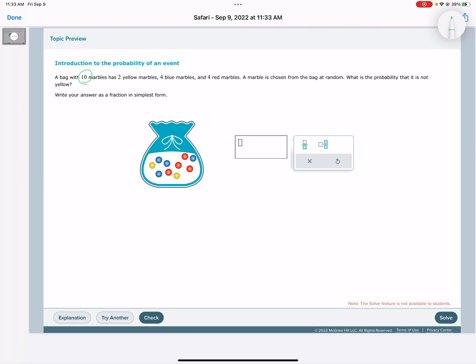See, we have how many total. If we add that up, we have 10 plus 2 plus 4 plus 4, and so that's going to be 20 marbles. So I have 20 marbles, and what's the probability of it not being yellow? Well, if I have 2 yellows, then don't I have 18 that are not yellow? Out of 20.